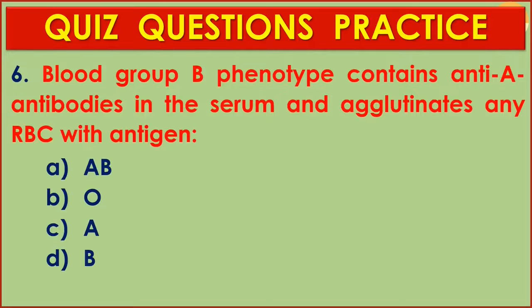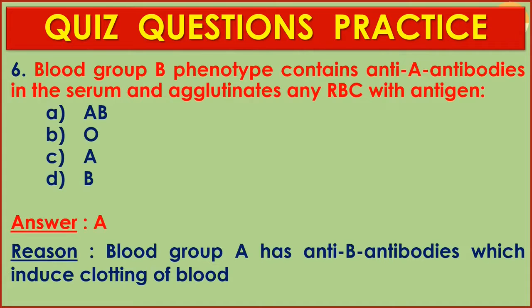Blood group B phenotype contains anti-A antibodies in the serum and agglutinates any red blood cell with antigen. Options are A, B, O, A or B. The correct answer is option C, which is blood group A.